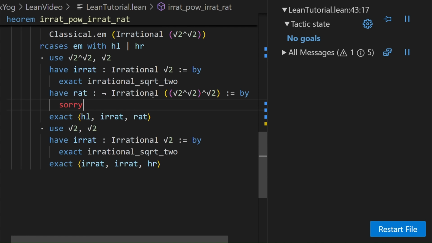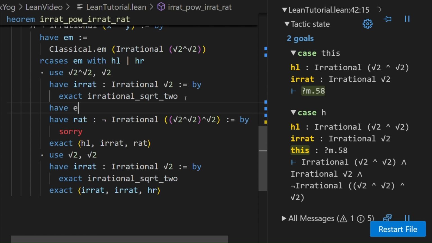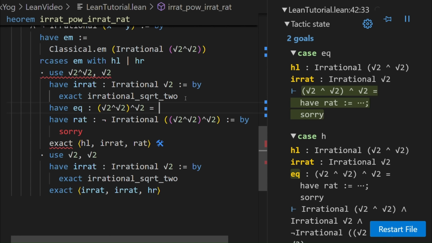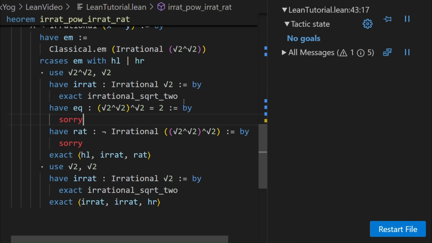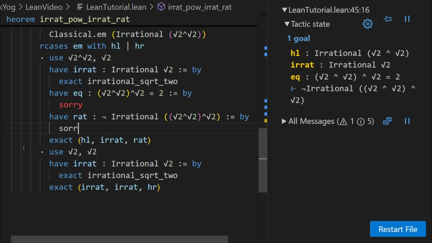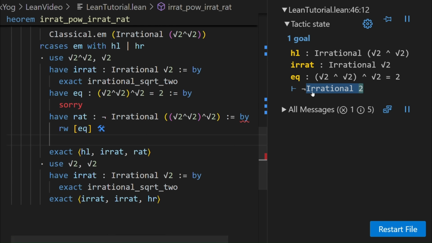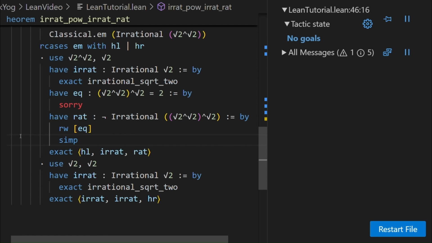If we had a proof EQ that (square root 2 to the power square root 2) whole to the power square root 2 equals 2, then we could prove not irrational the same value by simply rewriting EQ into this. Proving not irrational 2 looks trivial, so I'll just simp and it's solved.